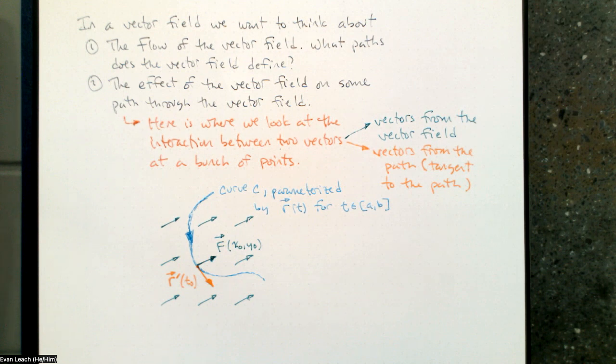This is the core operation in the game. I've got the vector field at a point. I've got a tangent to a curve at a point. I want to know how they interact. You know we're doing integration, so you know there's going to be multiplication. Since we're dealing with vectors, I want the dot product of those two vectors.